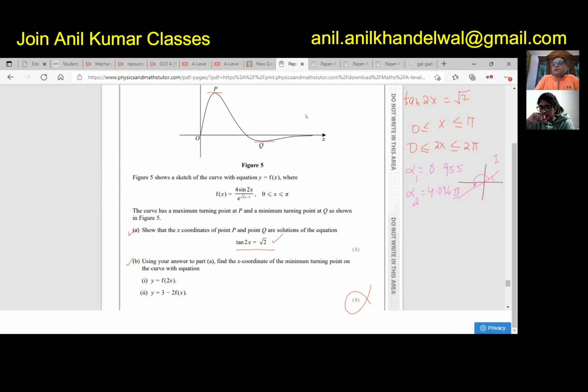So we have alpha equal to this. So 2x is equal to 0.955, so x is half of this. I'll just quickly do it. 0.477. This is x1, and then x2 is what? 2.013. So you have both answers on this side. So at least you know what you are expecting. You get the idea?